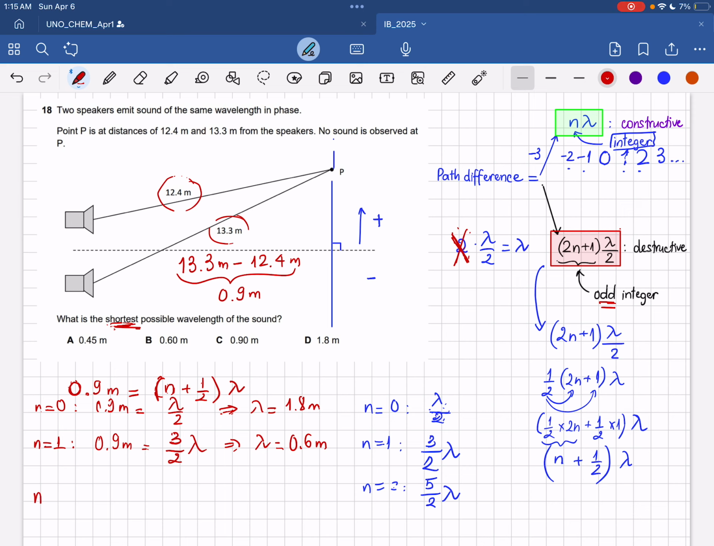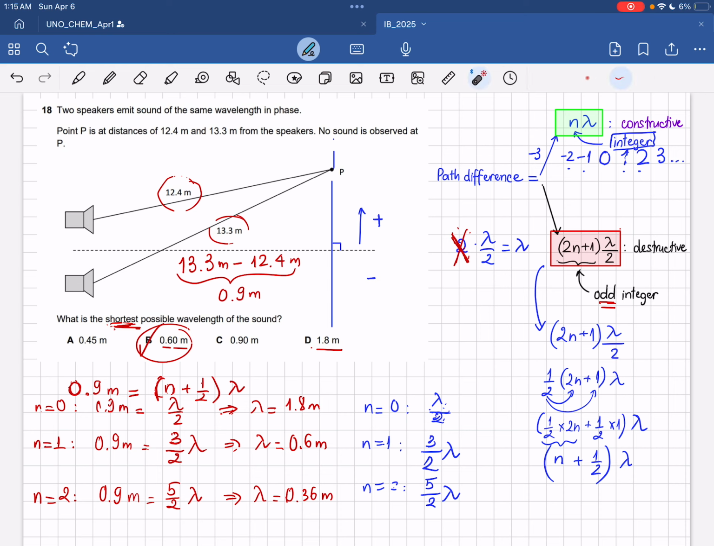Okay, now continue. Let's see how low it could be. This one equals 5 halves of a lambda, so this should equal 1.8 divided by 5, and using the calculator, I found it to be 0.36 meter. So this is even lower than this one. But this one is not correct. So we got this one, which will result in destructive interference, and this is the lowest one, so we go with this one. So the answer is B.